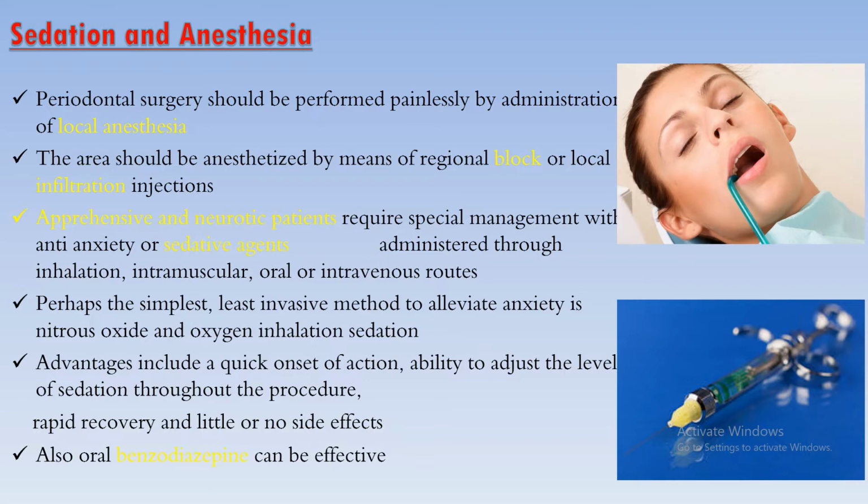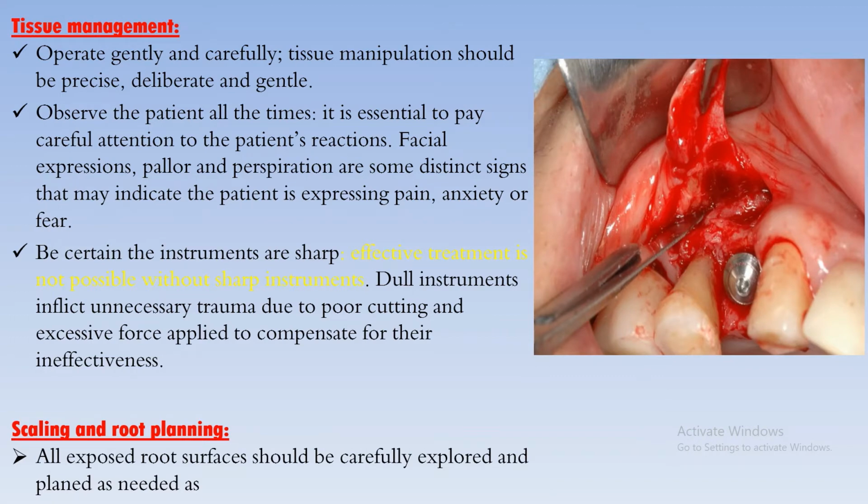We must give him local anesthesia before any surgical treatment. Ask if he is allergic to any type of drug. We must be careful before giving him any prescription. Tissue management: the type of tissue, thin tissue, which we call the phenotype of the tissue, or thick tissue, and how much attached gingiva there is, affects the treatment.